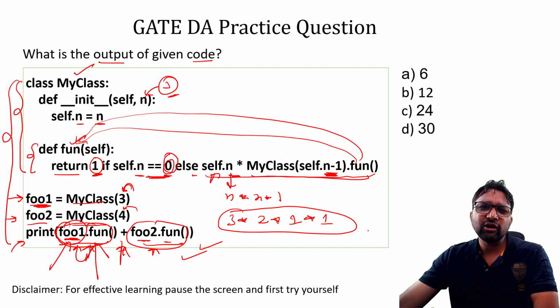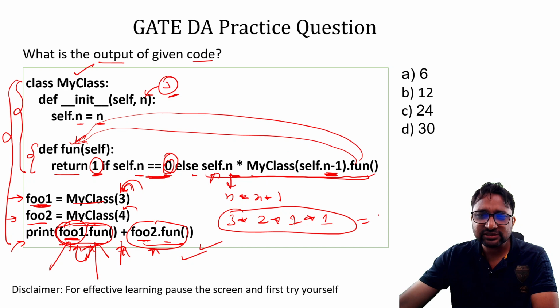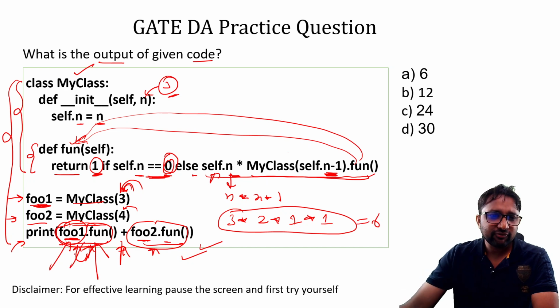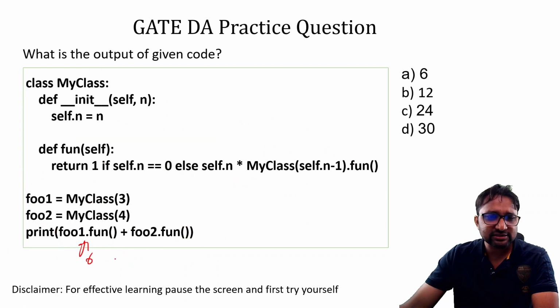That is actually the factorial of the number which we are passing in the starting over here. So this is 6. Let me erase everything, and here we get the 6.